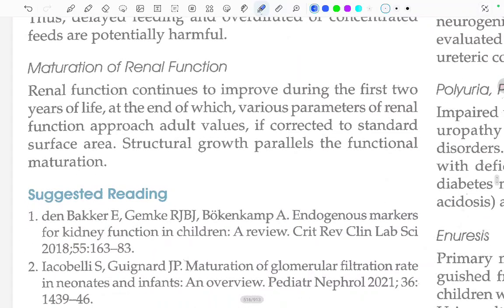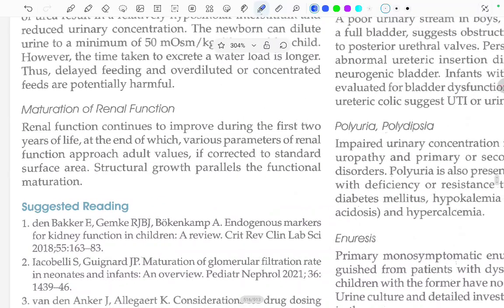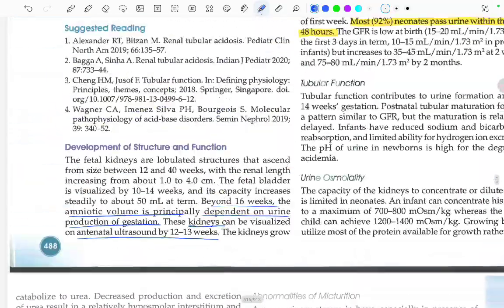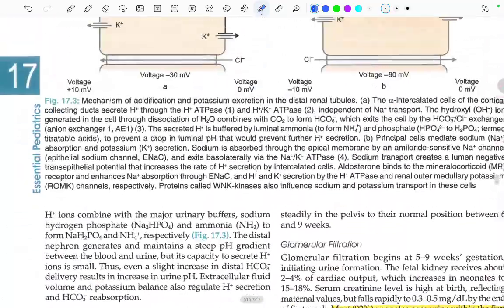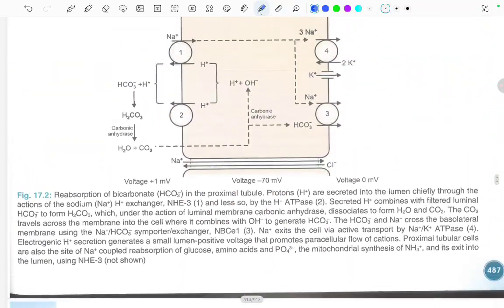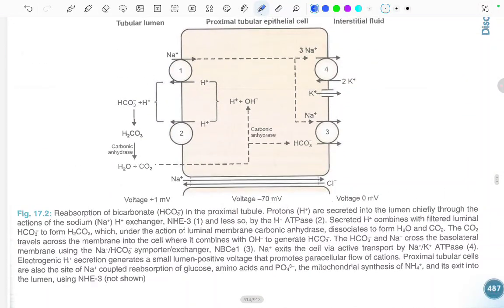Maturation of the renal function. Renal function continues to improve during the first 2 years of life, at the end of which various parameters of the renal function approach the adult values if corrected to standard surface area. Structural growth parallels the functional maturation. So this was all about the renal anatomy and physiology that we read. The thing which is left is the explanation of these images. Let's read it.